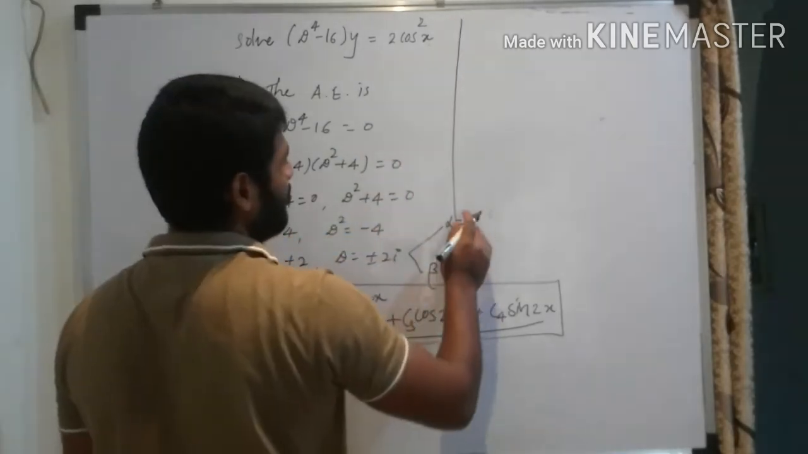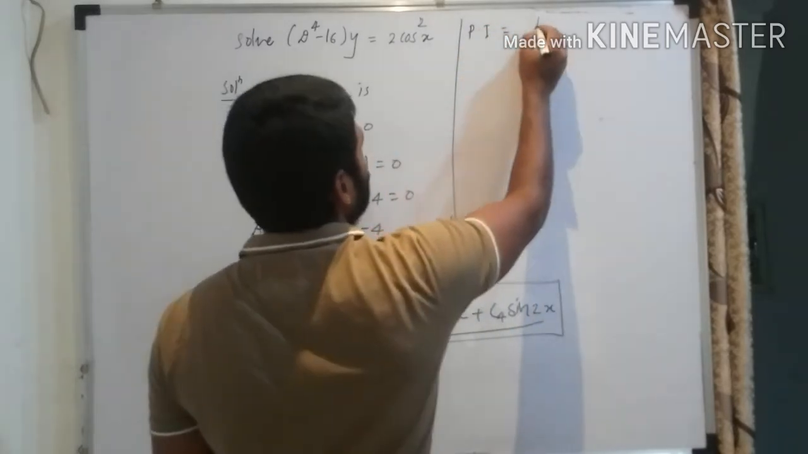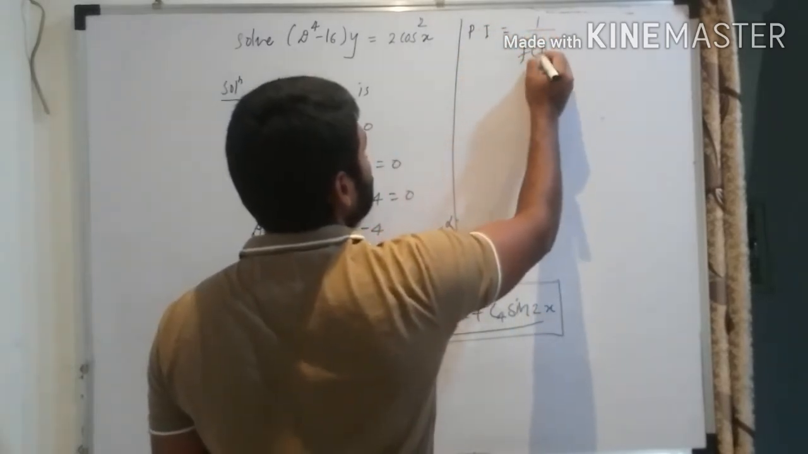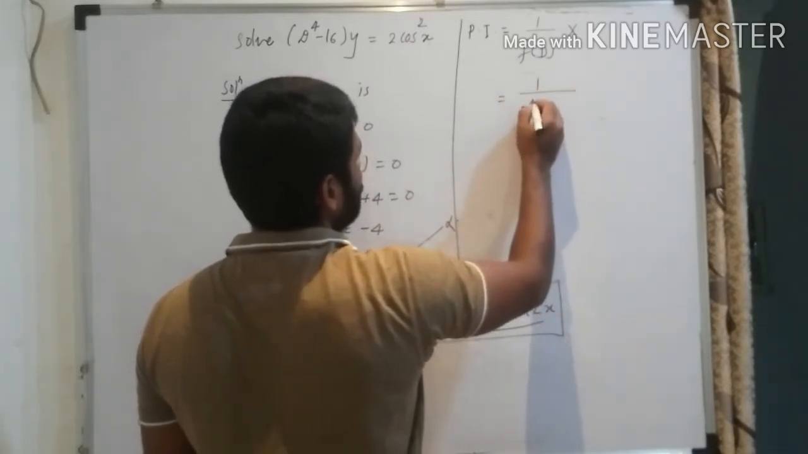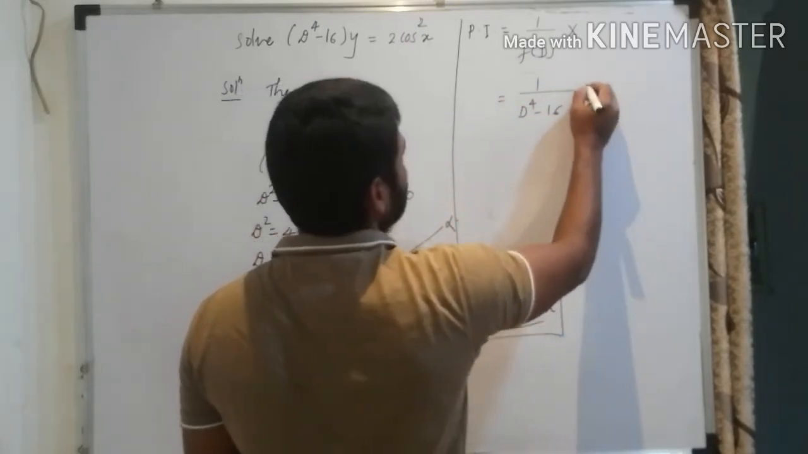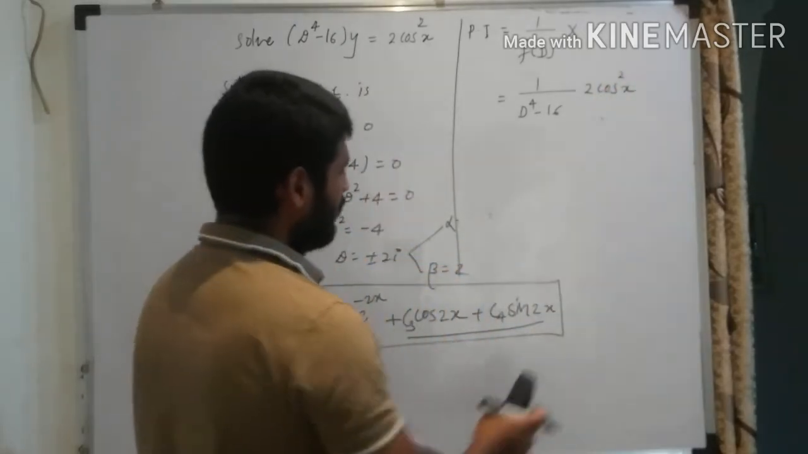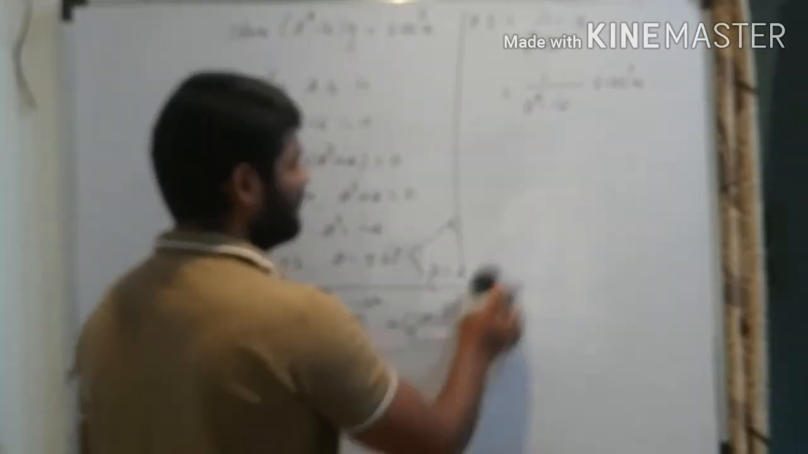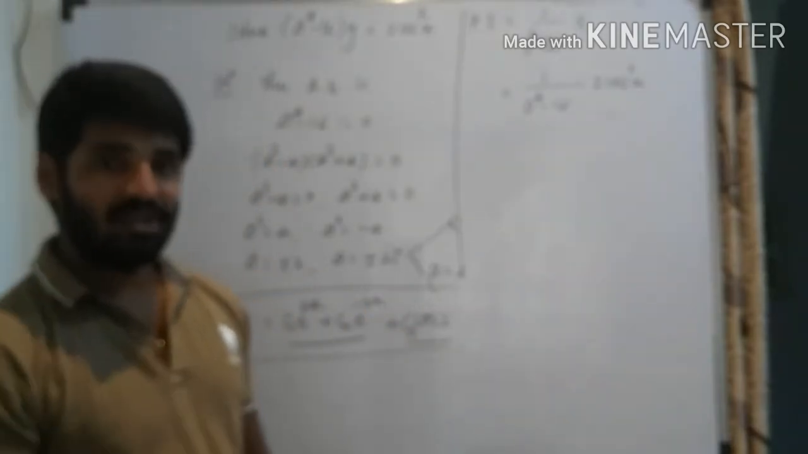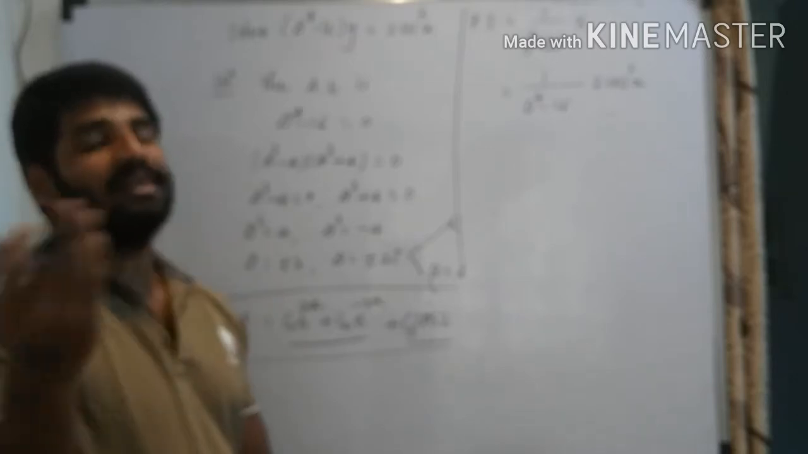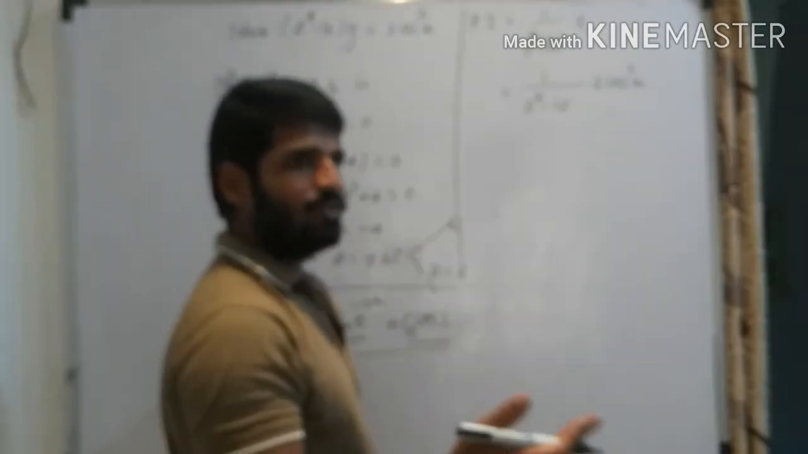So see here how to find particular integral. PI is equal to, first we write the formula, 1 upon f of d into capital X. So what is f of d? F of d is nothing but d raised to 4 minus 16. What is capital X? That is 2 times cos square x. Now here capital X is cos square x. This is not in standard form because we require capital X to be either sin ax or cos ax, not cos square or sin square like that. So we have to convert this cos square in terms of cos ax or sin ax.